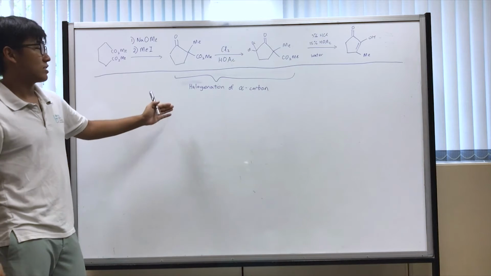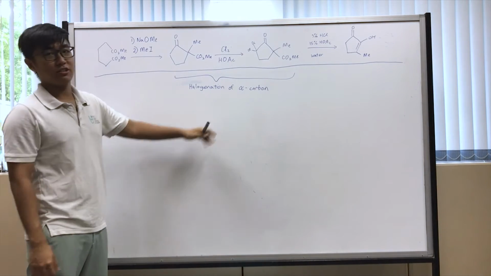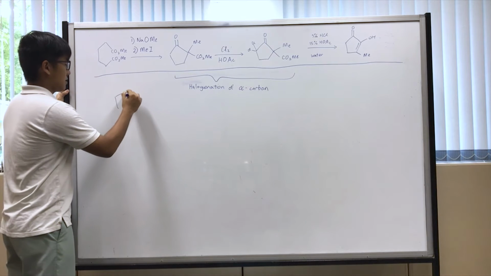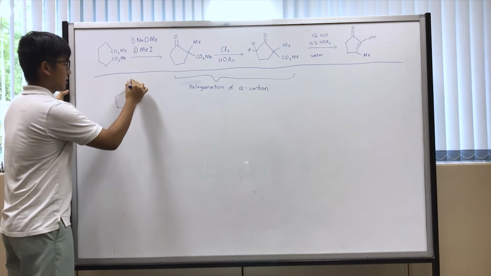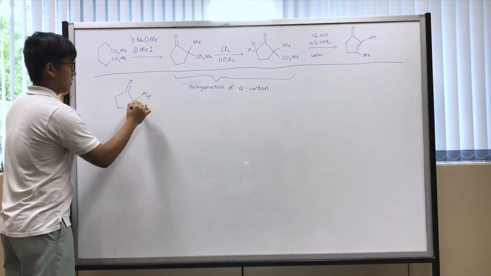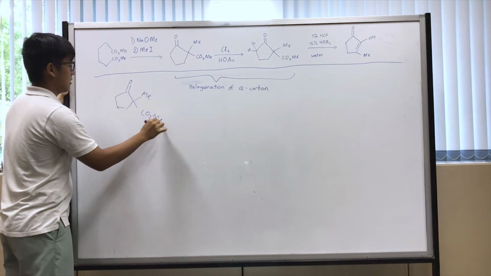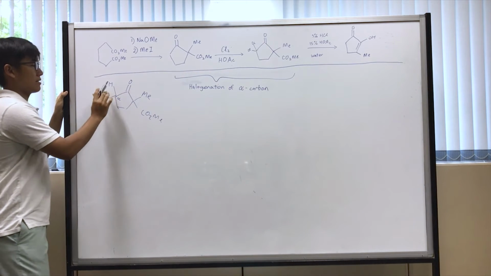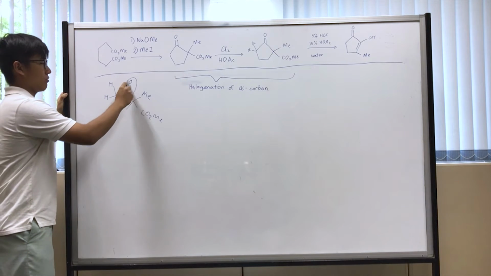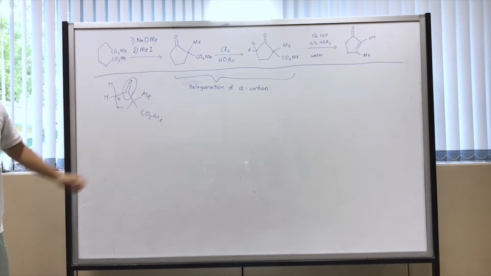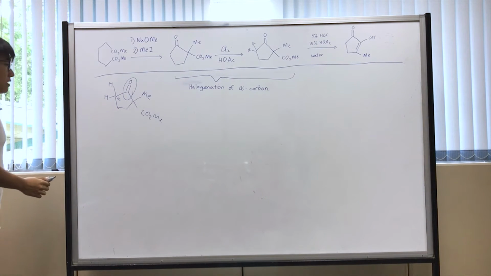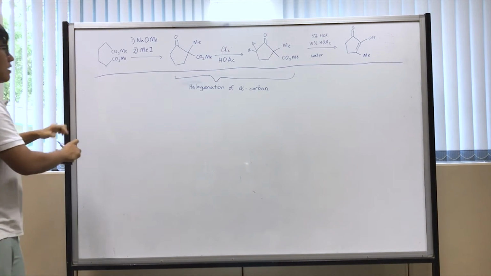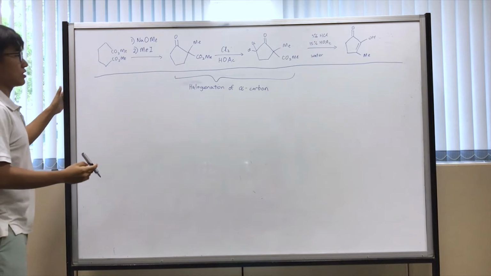So the second part of the question actually involves the halogenation of the alpha carbon. Why this will happen is because, let's look at the molecule. On this alpha carbon, the hydrogens here are slightly acidic in nature due to the electron withdrawing property of the carbonyl group that is adjacent to this carbon. So because of that, we can remove the H to replace it with the halogen.